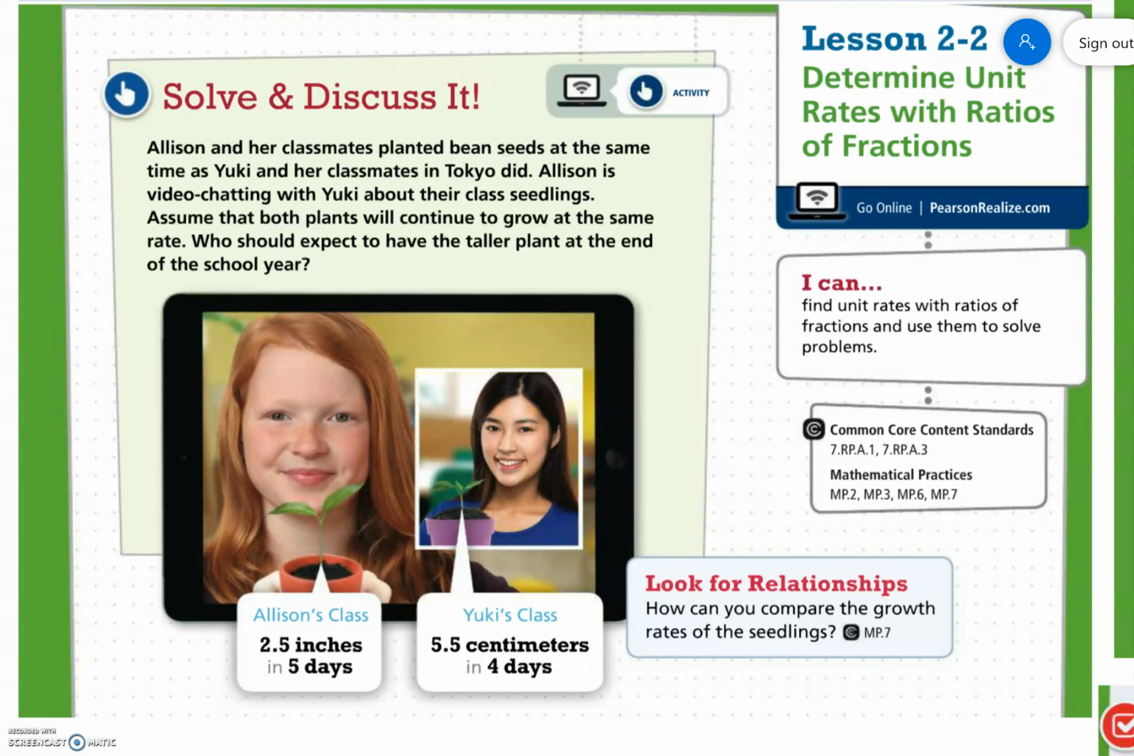Hi, 7th grade. Let's talk about determining unit rates with ratios of fractions. By the end of the lesson, I want you to be able to say, I can find unit rates with ratios of fractions and use them to solve problems.